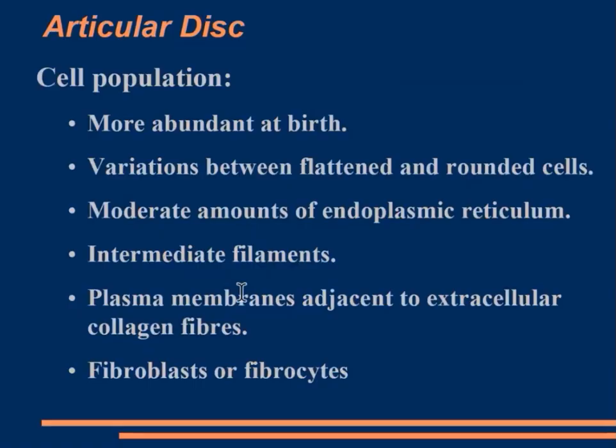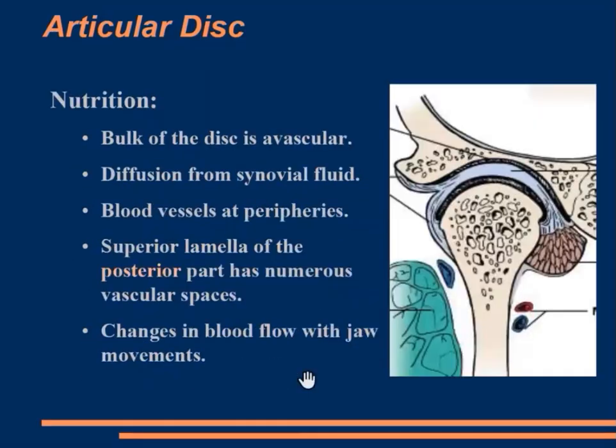Let's go back here to fibrocytes and fibroblasts. They are mainly associated with the secretion of this extracellular matrix. We have reasonably active fibroblasts and less active fibrocytes, with a slow turnover rate.